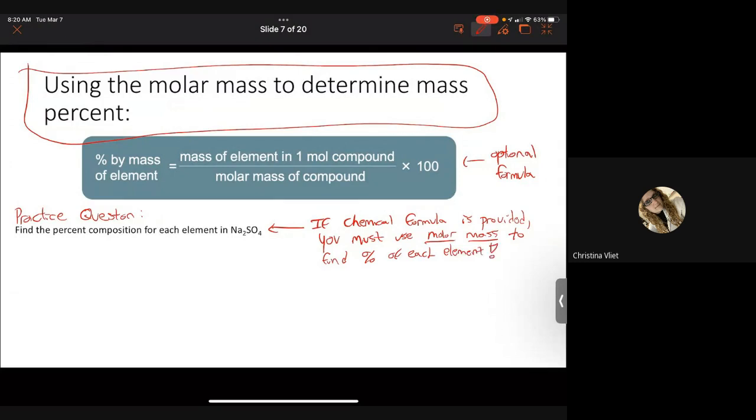So if the chemical formula is provided to you, that is what you're going to have to use. You're going to have to use that chemical formula, find the molar mass, and then use that method to find the mass percent of each element in the compound. I'm going to give you a little bit of time to write this down, and then I'm going to show you how I would solve it.